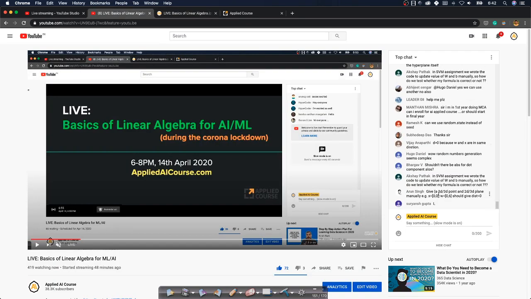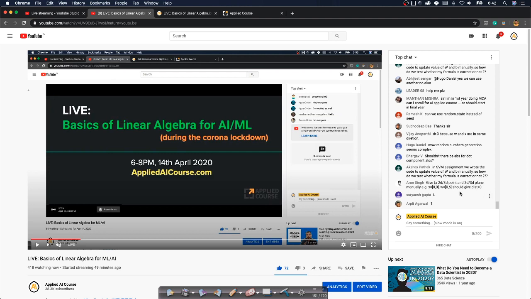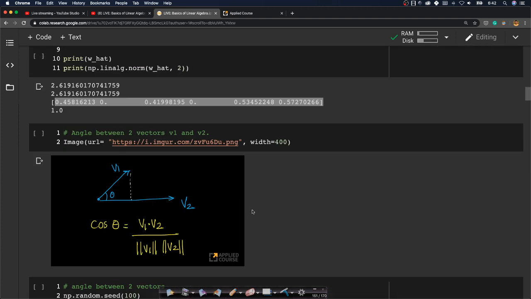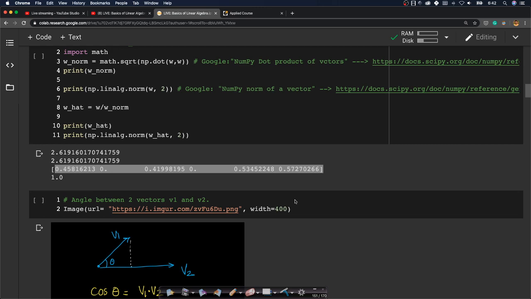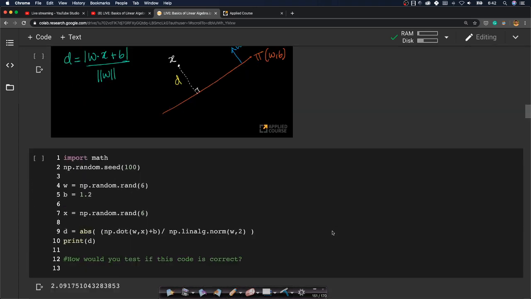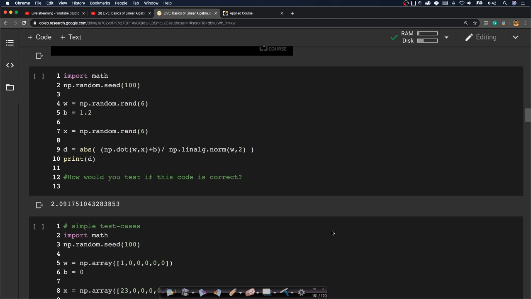Oh, so somebody says 2D, 3D point, you should give dist and so on. Okay, so for dot product also, why do you need the distance for dot product? You don't require it for dot product, right? Why do you need absolute value for dot product? You don't need it. So okay, where were we?